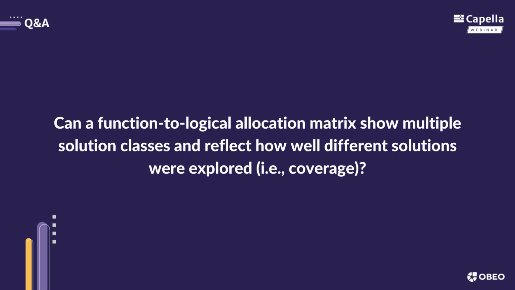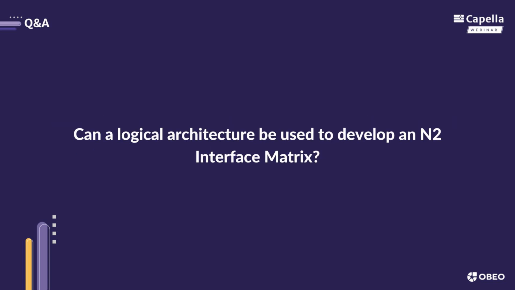Another question from Nikhil: can logical architecture be used to develop an N2 interface matrix? Absolutely. But the question is, what do the logical components represent? So absolutely you can do that. And the really interesting question then is, what is the value that we get out of the N-squared matrix?